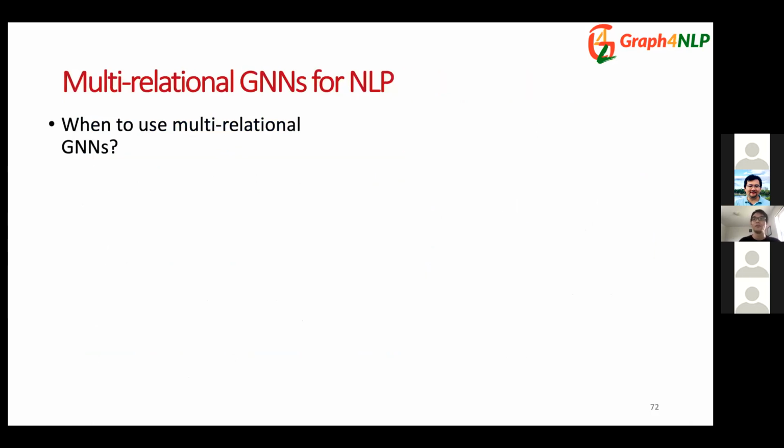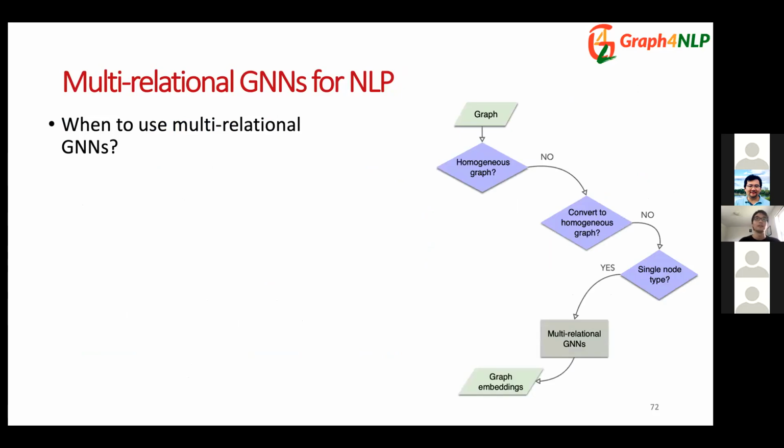So let's move to the multi-relational GNNs for NLP. When to use multi-relational GNNs? Given a graph, if it's not a homogeneous graph, and we don't want to convert it to a homogeneous graph, and it contains only one node type, then we know that the graph is a multi-relational graph. Then we can apply multi-relational GNNs to learn the graph and the node embeddings.